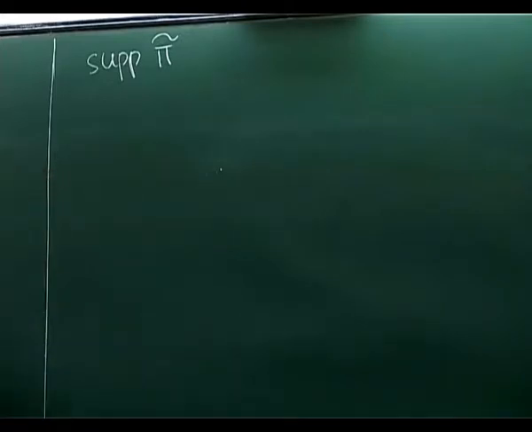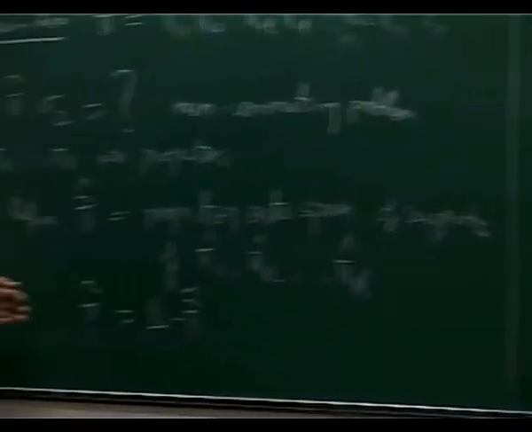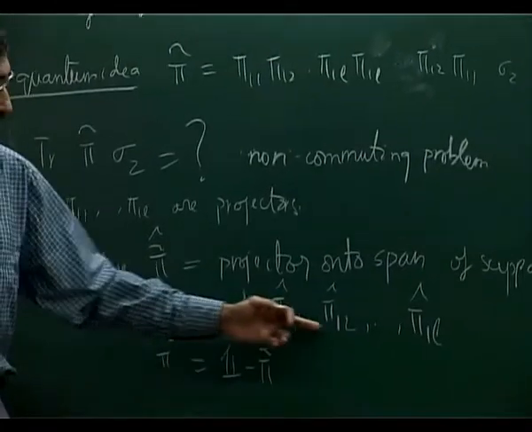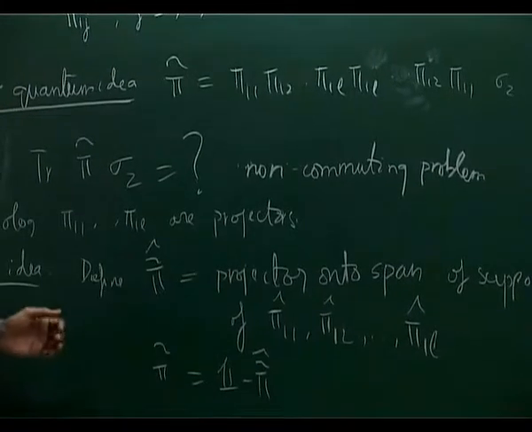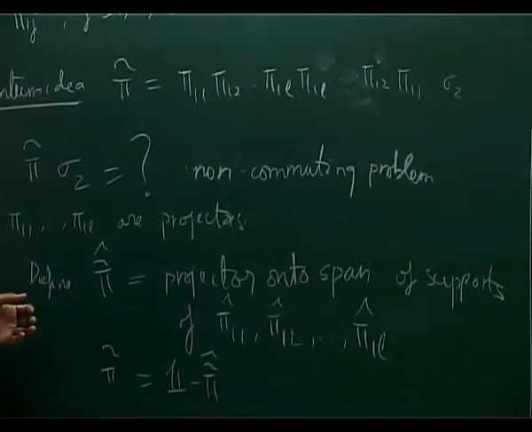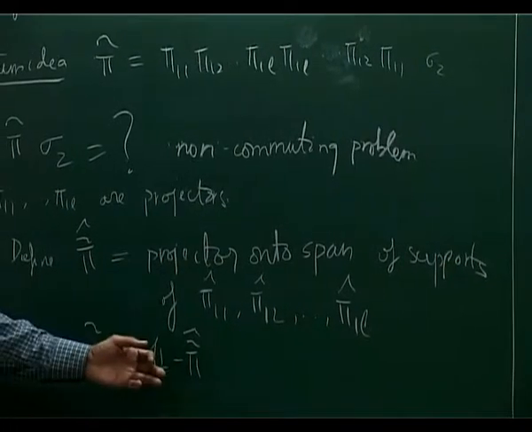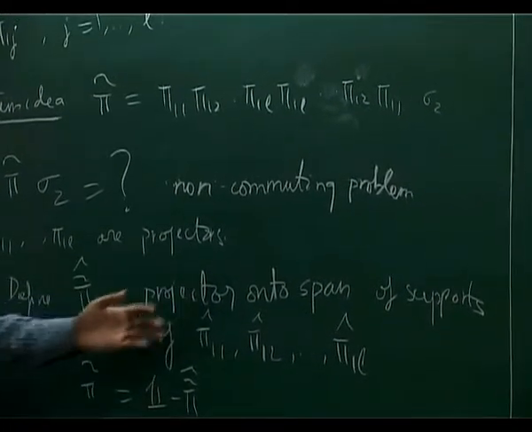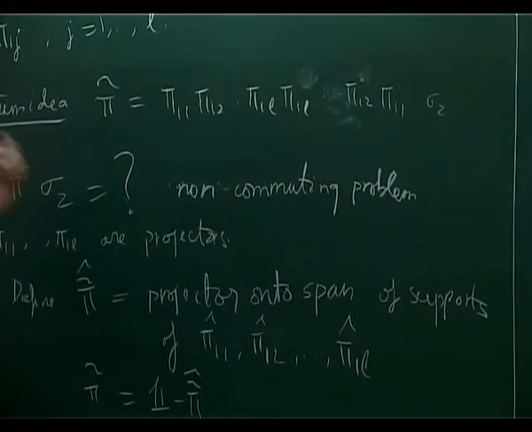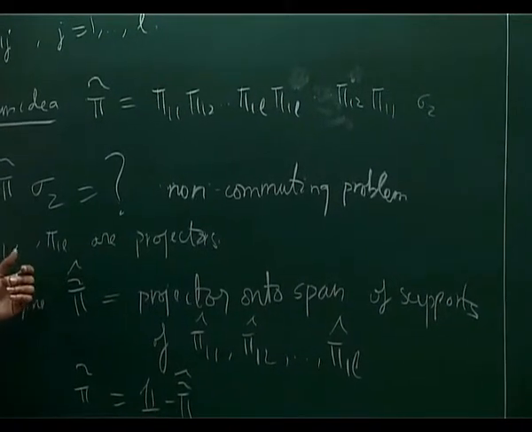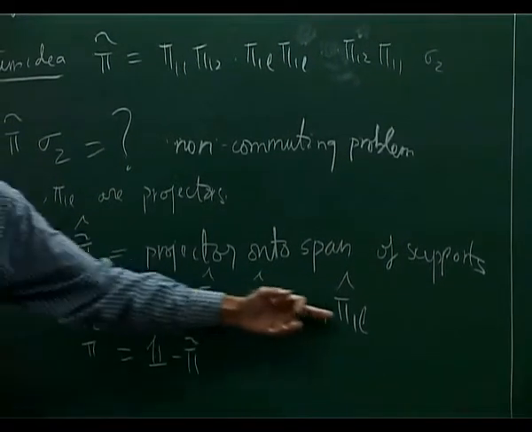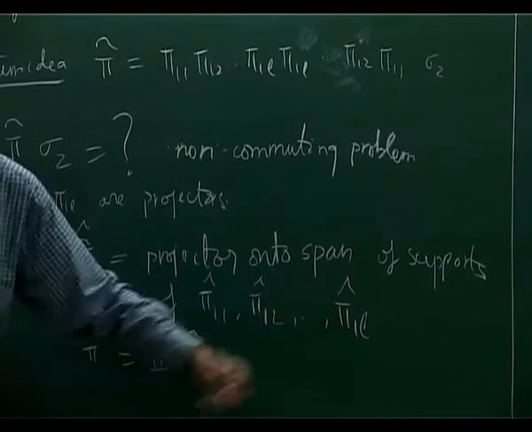Okay. So what does the support of pi tilde look like? The support of pi tilde is orthogonal to the supports of all these guys because of construction. A vector in the support of pi tilde is orthogonal to the support of pi tilde hat. The support of pi tilde hat is the span of these spaces. So in other words, a vector in the support of pi tilde is orthogonal to all these supports. Okay.